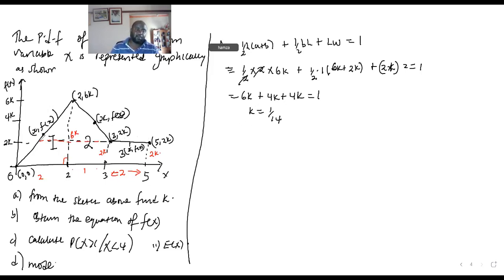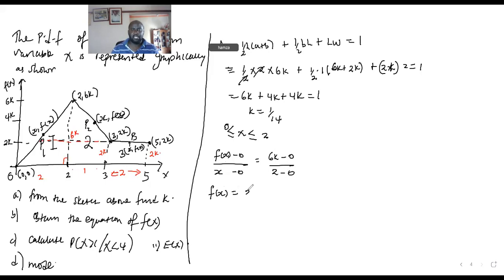So for the first gradient, I can call these points P1, P2, P3. So between 0 less or equal to x less or equal to 2, we shall have f of x minus 0 out of x minus 0 is equal to 6k minus 0 out of 2 minus 0. I'll have f of x is equal to 3k of x, which will give me 3 out of 14 of x. That is case 1.